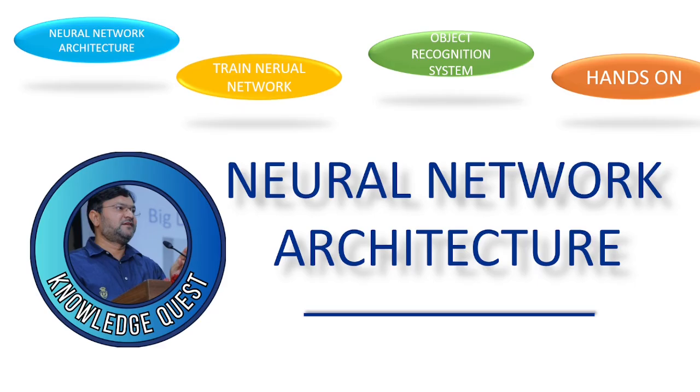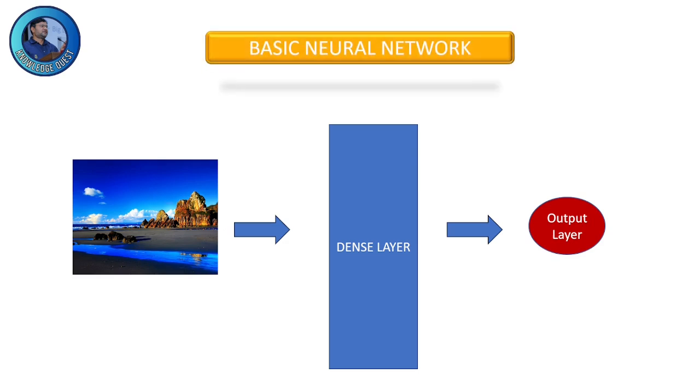In this session we will discuss in detail about neural network architecture. It's very important to understand the neural network architecture before we jump into the hands-on session. So before we start coding our image recognition neural network, let's understand how it will work. This is the most basic neural network design. Here we feed in an image, it passes through one or more dense layers and then it returns an output.